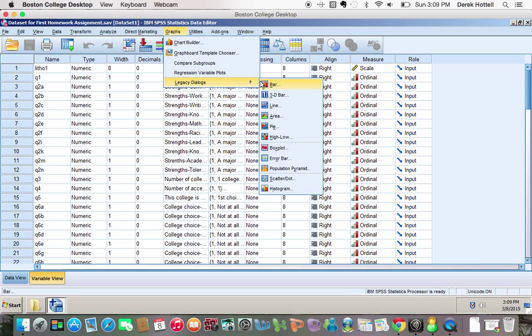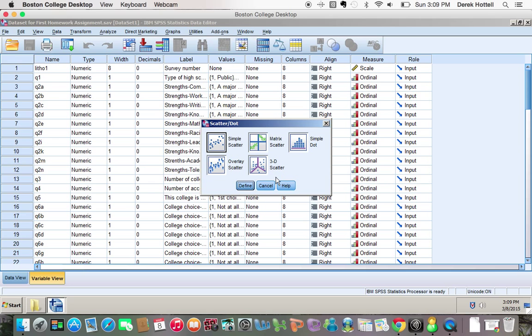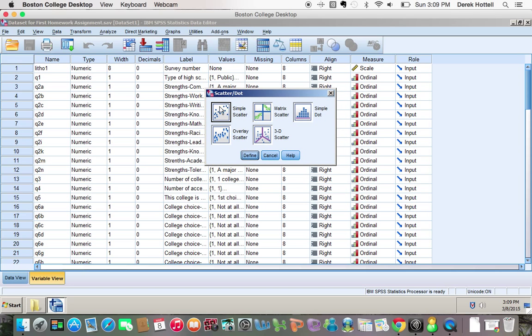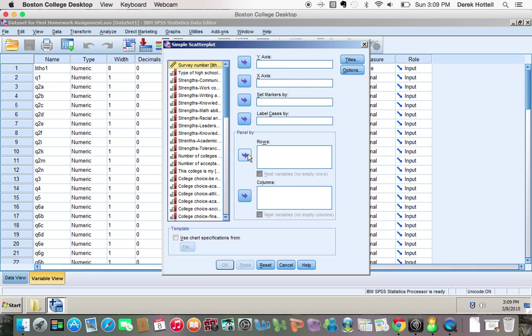We're going to go to our graphs box, and we're going to go to legacy dialogues, and let's look at a scatter plot. You don't necessarily need to worry about this operation right now. I'll review how to do it in a moment when we're working with real data. This is just an example. So we're going to look at a simple scatter plot.